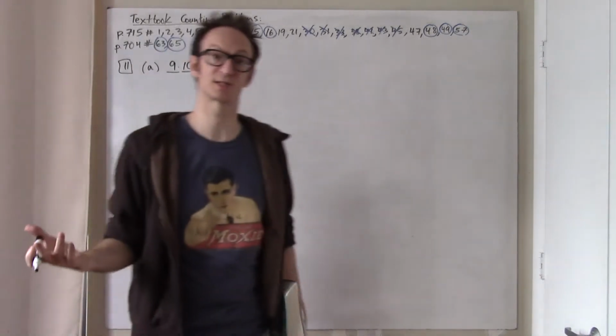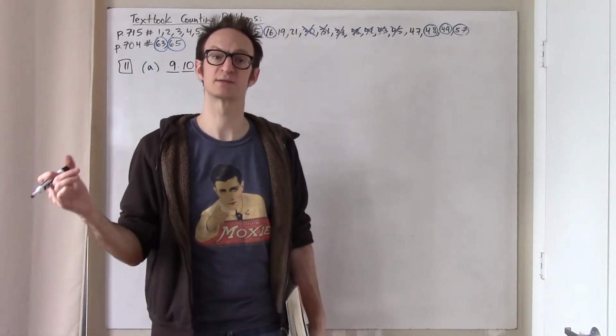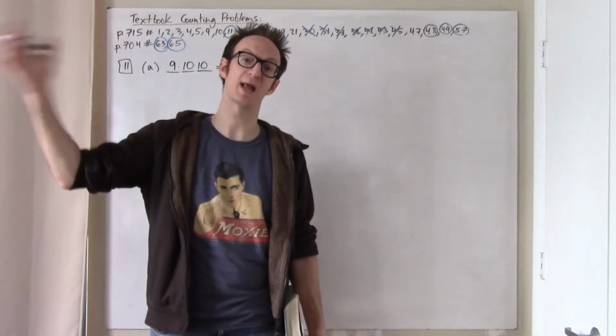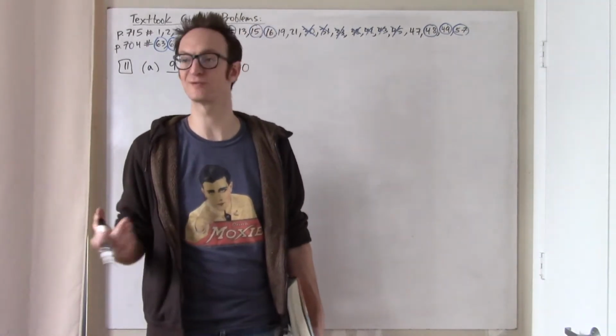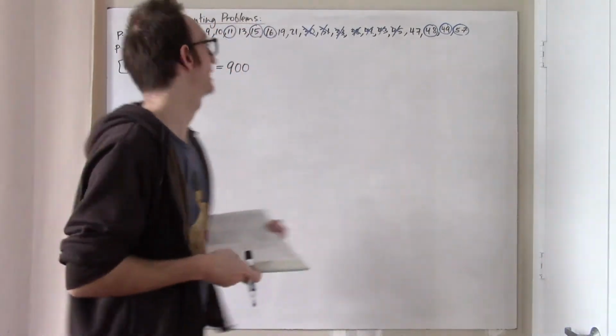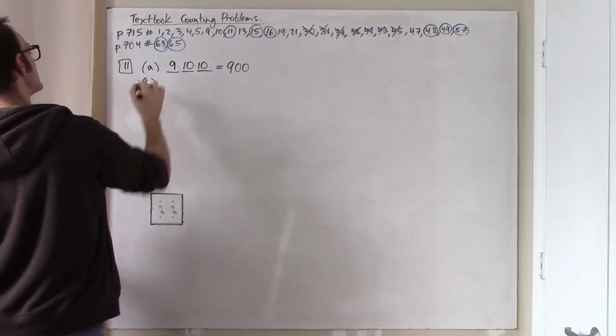And of course that makes complete sense, that there are 900 3-digit numbers from 100 to 999 inclusively. When you subtract, you get 899, plus you add 1 because it's inclusive. Okay, so that's the right answer, and also, duh.